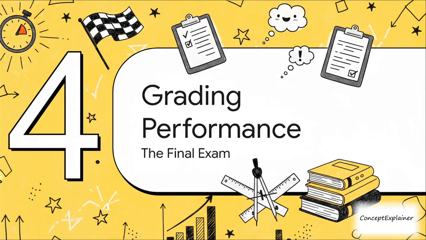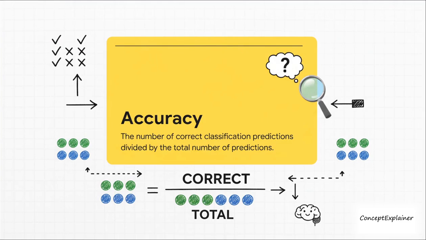Pencils down. It's time for the final exam. We need to see how well our model really performs. And we're going to do that using the test data, the stuff it's never ever seen before. Now, the most obvious way to grade our model is by looking at its accuracy. It's super simple, right? It's just the percentage of predictions it got right. If it nailed 95 out of 100, hey, that's 95% accuracy. Sounds pretty good, doesn't it?